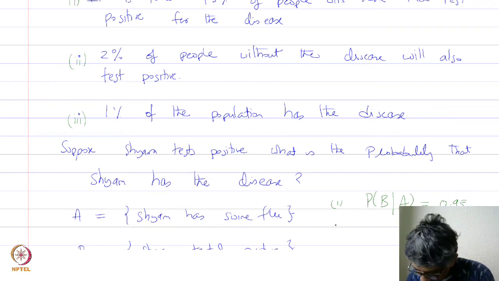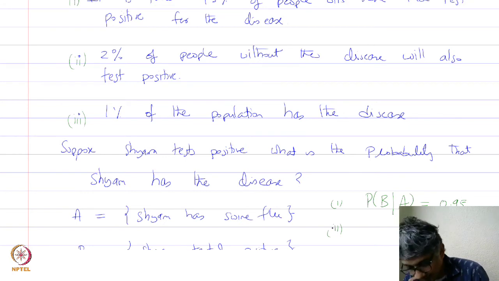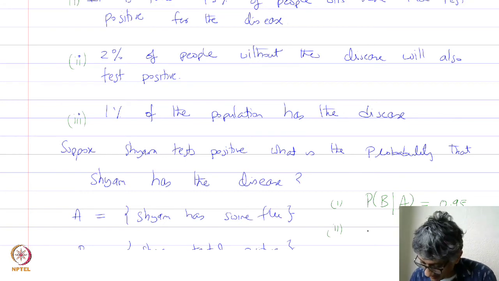What does 2 tell me? 2 tells me that 2% of people without the disease will test positive. It means the chance that Sham tests positive, given that he does not have the disease, is going to be 0.02. And what does 3 tell me? 3 tells me the chance that Sham has the disease is 0.01.